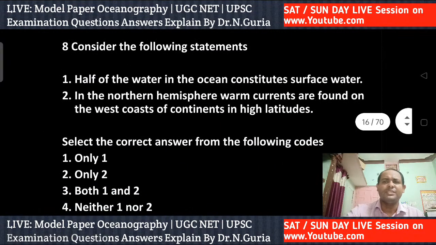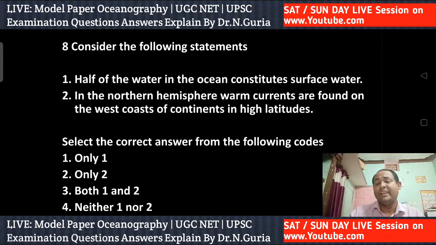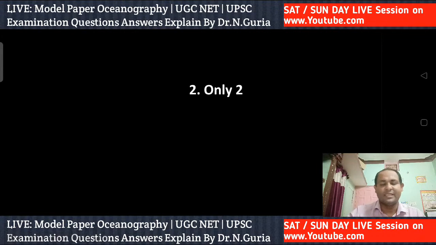Next, another question for you. Consider the following: the ocean constitutes surface water and deep water, options 1 and 2. Very interesting question number 8. Surface currents constitute about 10% of all the water in the ocean. This water is in the upper 400 meters of the ocean, and deep water currents make up the other 90% of the water. Warm water moves into cold water areas, and these are usually observed on the east coast of the continents in the low and middle latitudes, in the northern hemisphere, and on the west coast of continents in the high latitudes. So definitely this is a very interesting question. The answer is option 2 only. Option 2 is the correct answer.